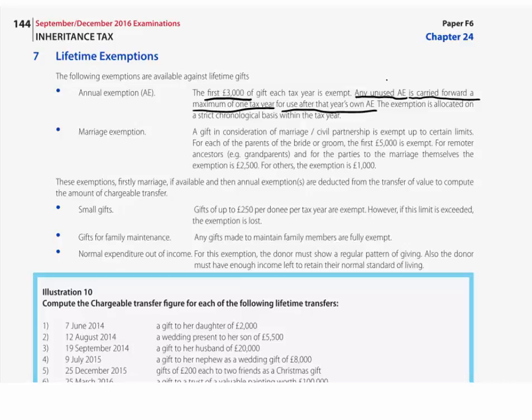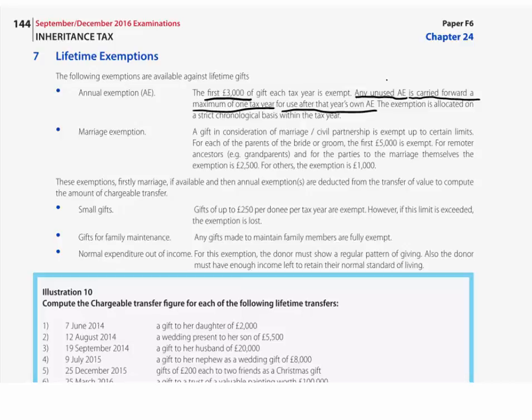Now that's the main one that will routinely apply. Again, just be careful about reading a question as to whether or not it says for you to ignore annual exemptions. It is a possibility. Make sure you've read the requirements carefully. But other than with that statement, there is an annual exemption available each year, £3,000. If unused or any part of it unused in a tax year, you can carry forward for just 1 year, to use after that year's own annual exemption.